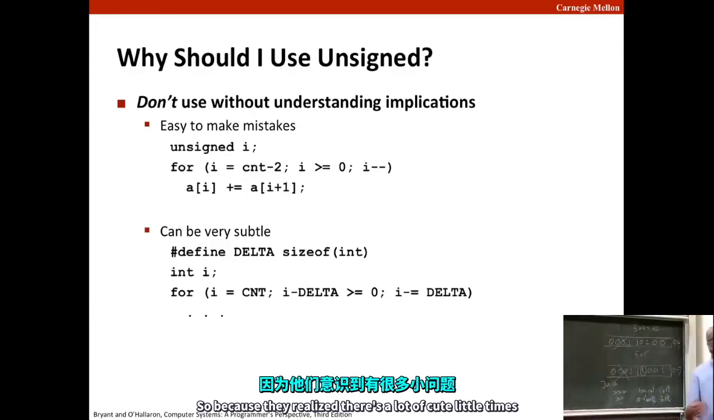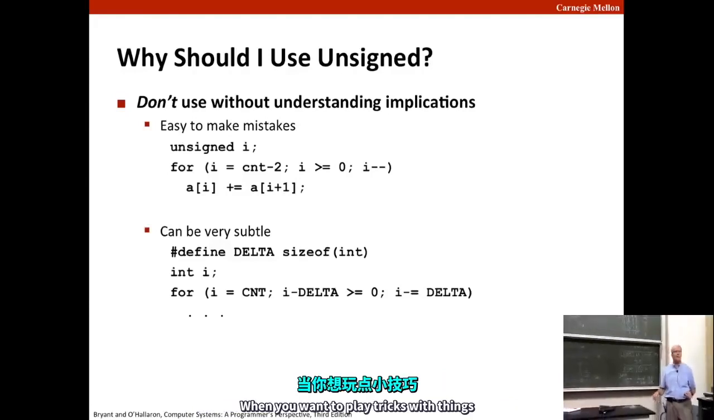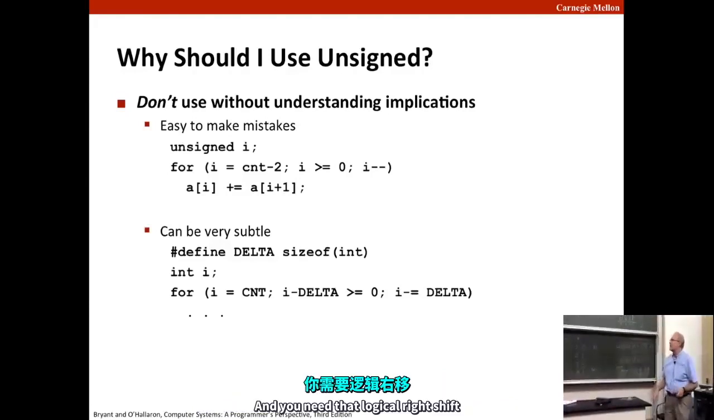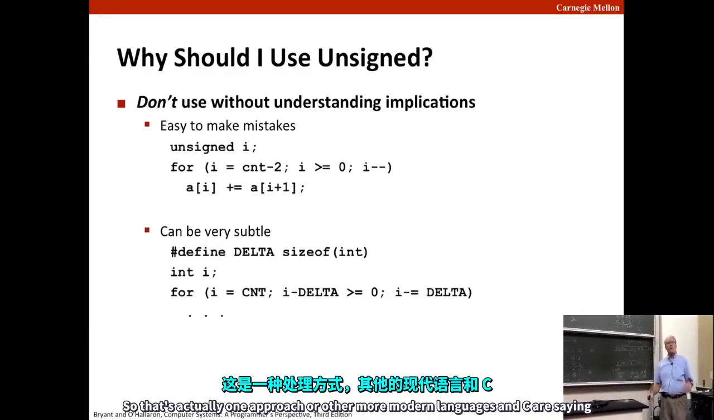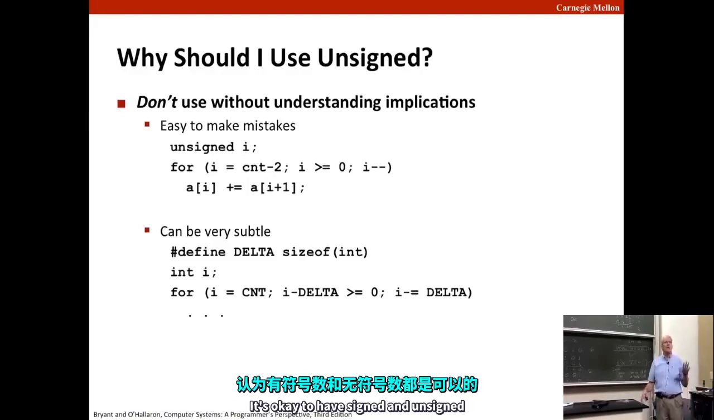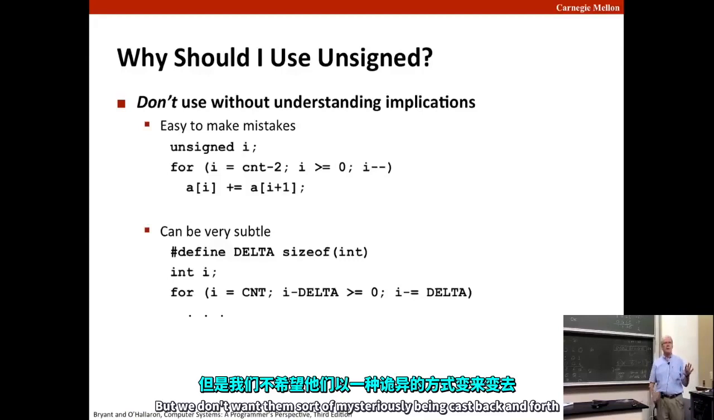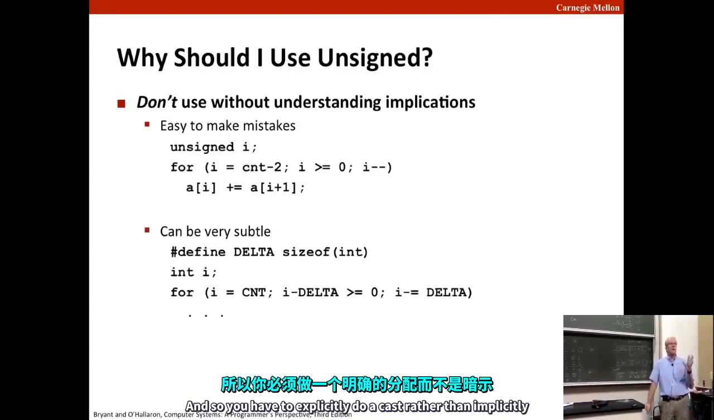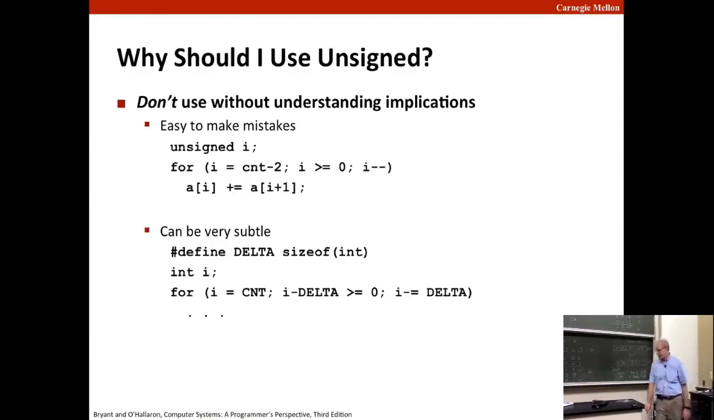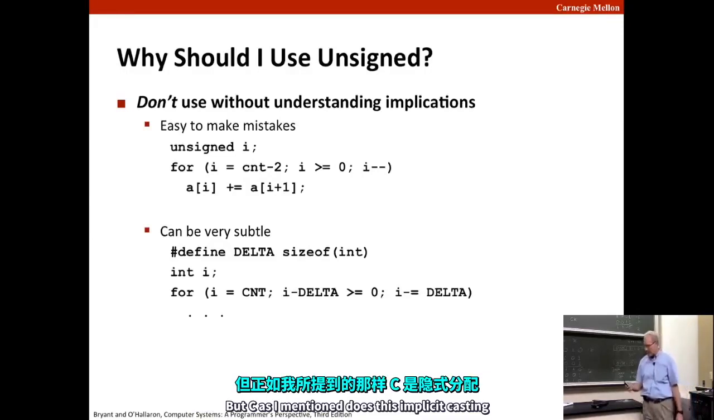Because they realize there's a lot of cute little times when you want to play tricks with things, and you need that logical right shift. So that's actually one approach. Or other, more modern languages than C are saying it's okay to have signed and unsigned, but we don't want them mysteriously being cast back and forth in ways that the programmer might not recognize. So you have to explicitly do a cast rather than implicitly. And I think that's the better approach. But C, as I mentioned, does this implicit casting.